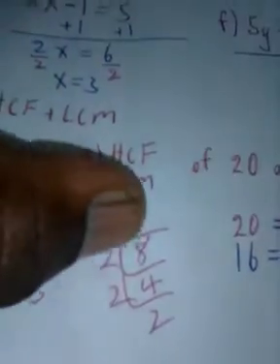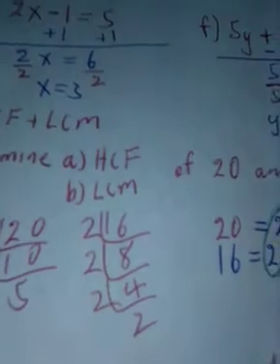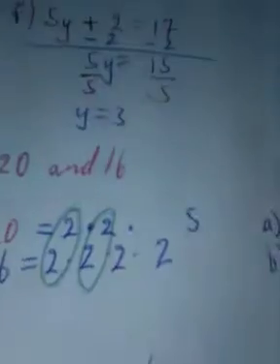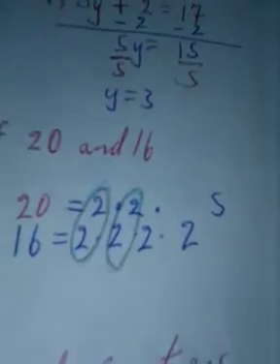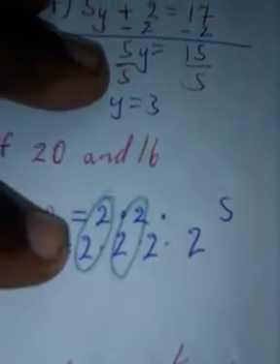16 divided by 2 is 8. Divided by 2 is 4. Divided by 2 is 2. So 16 is equal to 2 times 2 times 2 times 2. Now, if you were asked to write this in index form, which we're not asking, I can write this as 2 to the power of 4, and this would be 2 squared, all right?